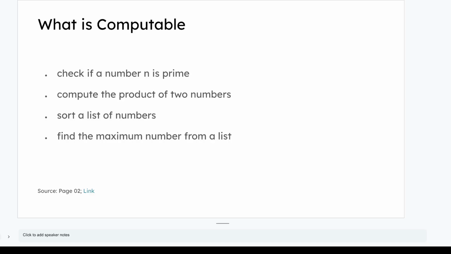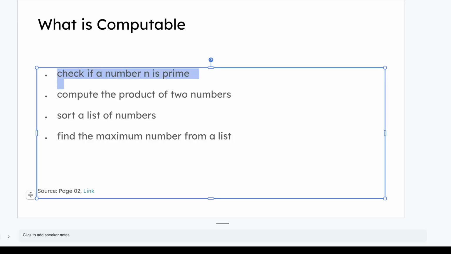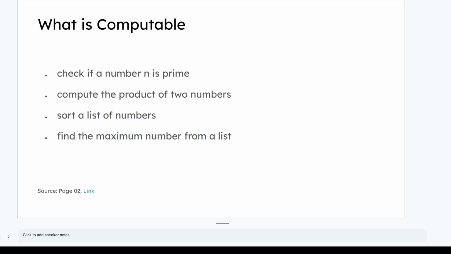So what does it mean for this word computable? What does it exactly mean? Anyone would answer that given a problem statement, I will develop an algorithm corresponding to that, and if that algorithm is represented in pseudocode, that pseudocode can be converted into a program in the respective programming language. Here are some examples, like checking whether a number n is prime or not. Definitely we can develop an algorithm, write the program and execute, and based on the inputs we can receive the outputs. Same for the product of two numbers, or sorting a list of numbers, or finding the maximum number from a list. So these are computable.